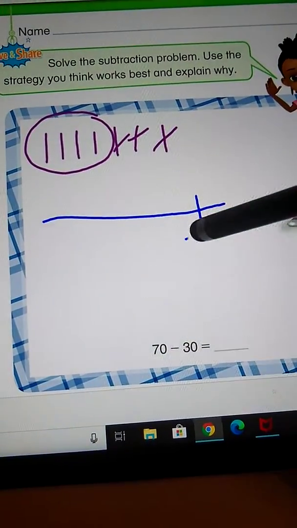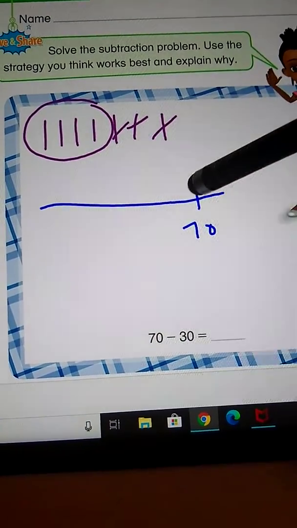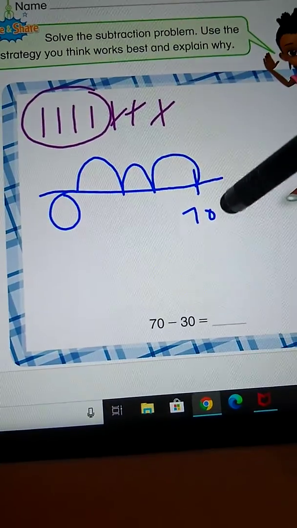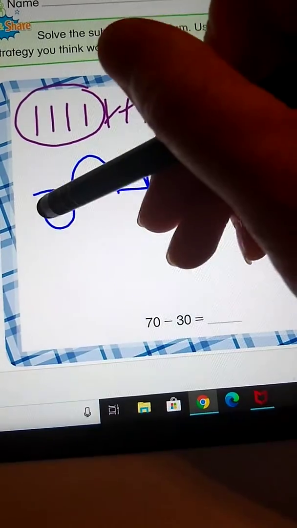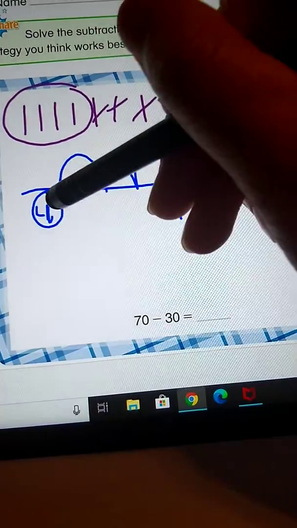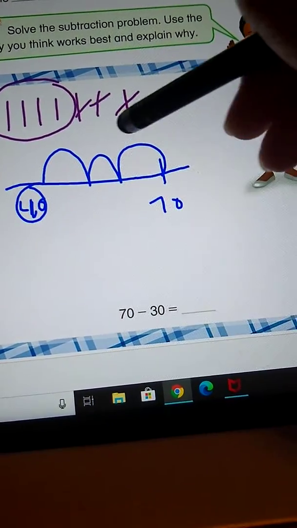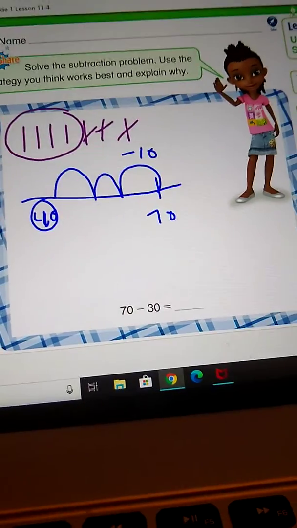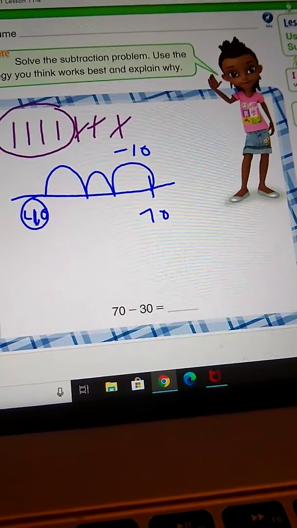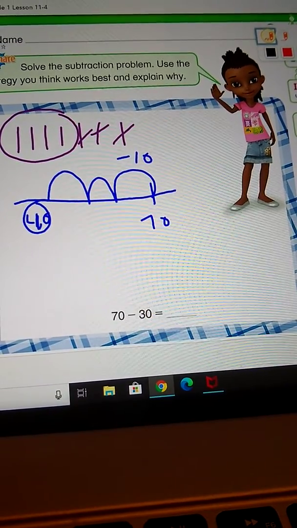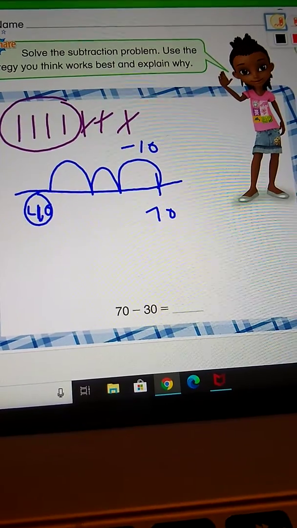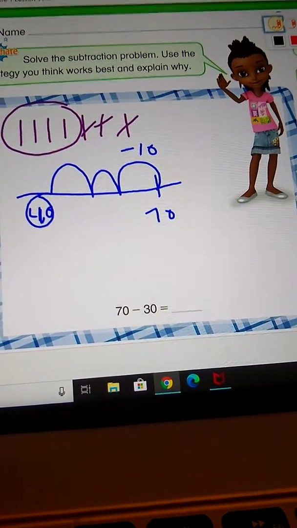So we have 70, and we could go back 30. 10, 20, 30. That gives us the answer: 70, 60, 50, 40. So there you go. That's two ways that we have learned. Today we are actually going to focus on the third way. So let me change my color. It's using addition to help us subtract.